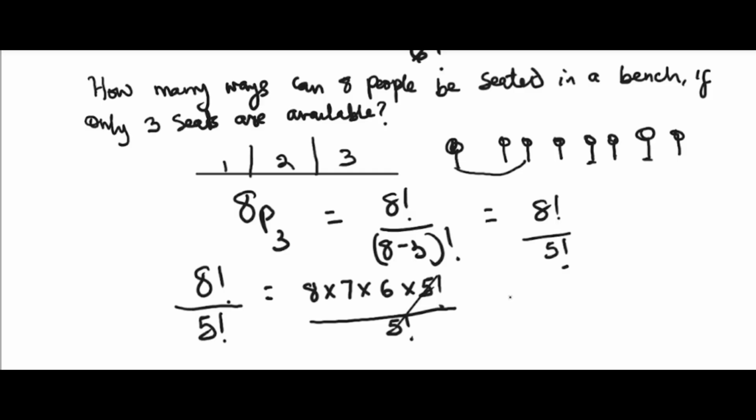So 8 times 7 is 56 already from what we did in the first one. 56 times 6, and that will give us 336 ways.